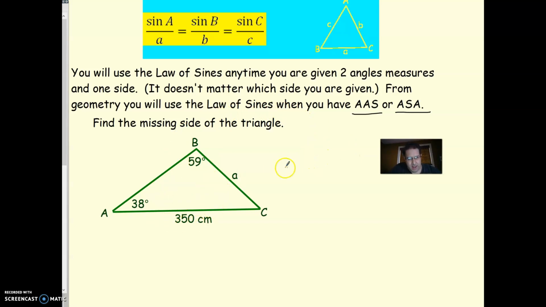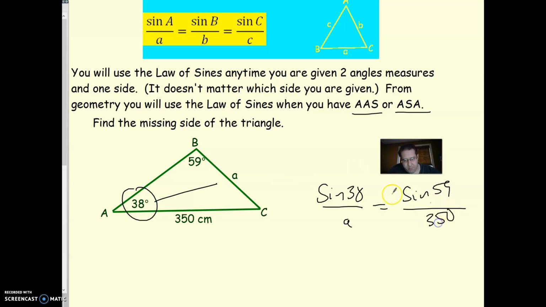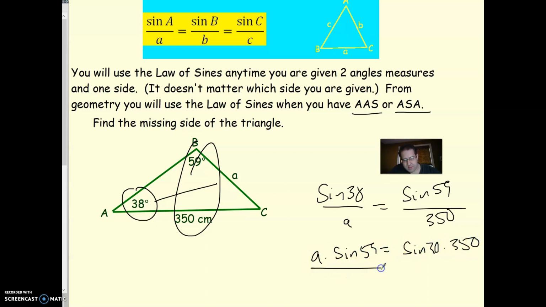So in this case, I could do sine of 38 over A, which is sine of angle A over A, equals sine of 59 over 350. Then I would cross multiply and solve. So this ends up being A times sine of 59 equals sine of 38 times 350. Divide both sides by sine of 59, put that in a calculator, and you've got your side length of A.